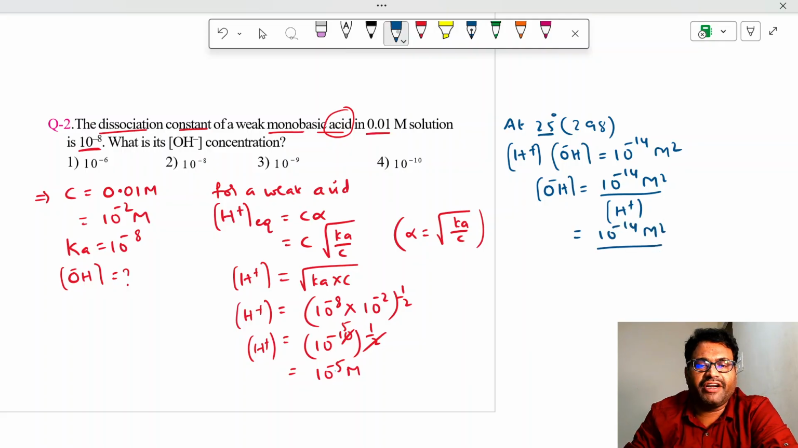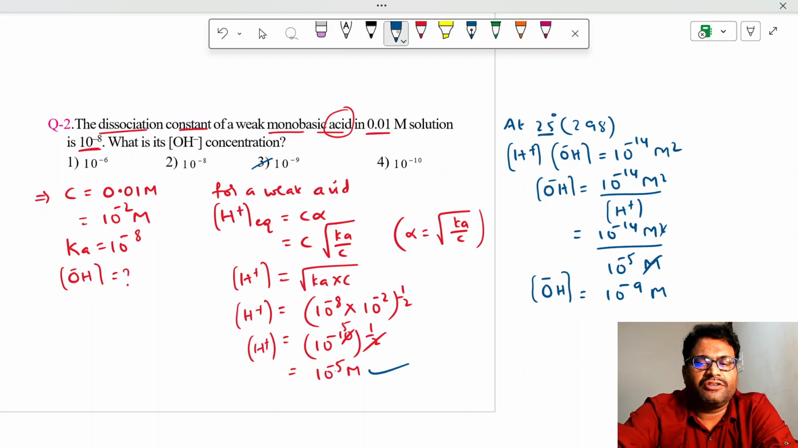How much did we find H plus ion concentration? 10 power minus 5 molar. Okay, then OH minus ion concentration, what did you find? You have found that it is equal to 10 power minus 9 molar. So where is the answer? 10 power minus 9 molar, right? So that's the answer.